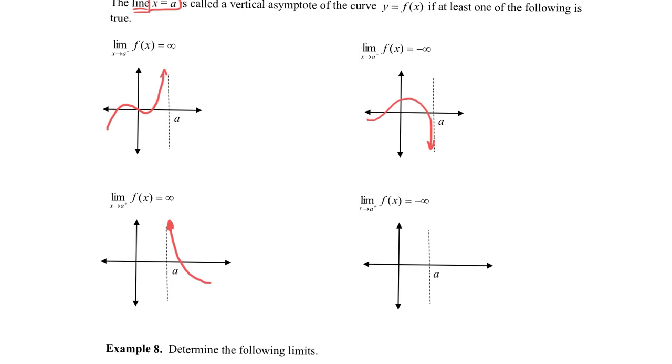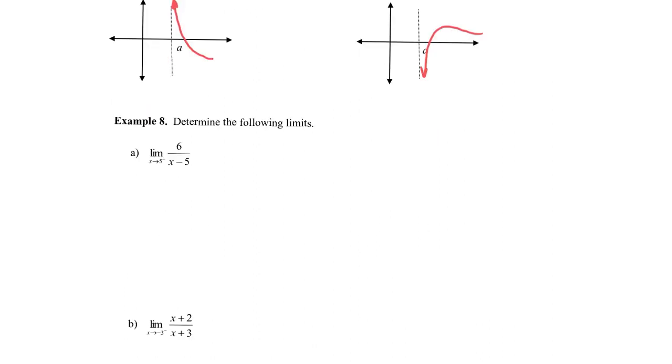And also you could be approaching a from the right, and maybe it does something like this. So in each of these cases, what I'm trying to show is that this graph never crosses the vertical asymptote. So you have graphs that look something like this in each of these four cases. And in each of these cases, the line x equals a is the vertical asymptote. So now let's look at some examples where we run into things like this with these vertical asymptotes. So our first example, get the limit as x approaches 5 from the left of this expression.